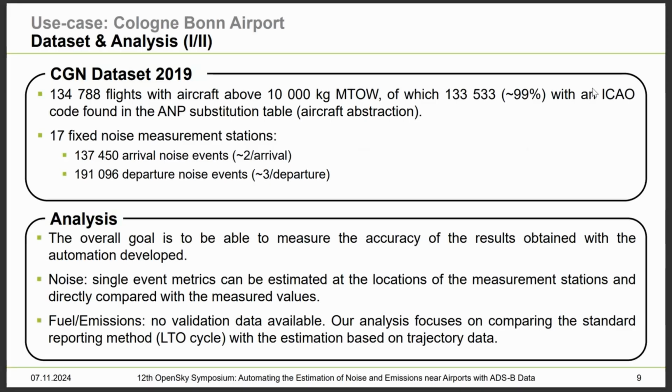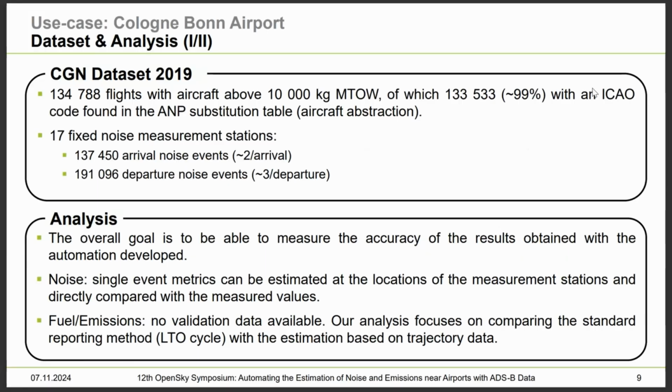Okay, so then when I had this automation developed, I made my inputs into it based on a validation data set which I had from the Cologne-Bonn airport. So I just gave it Cologne-Bonn 2019, and pretty much that was it. The validation data set I got had these metrics here: approximately 134,000 flights, and that number of noise events for the noise stations.